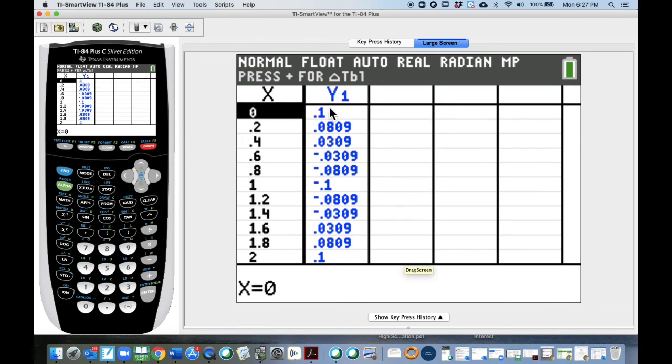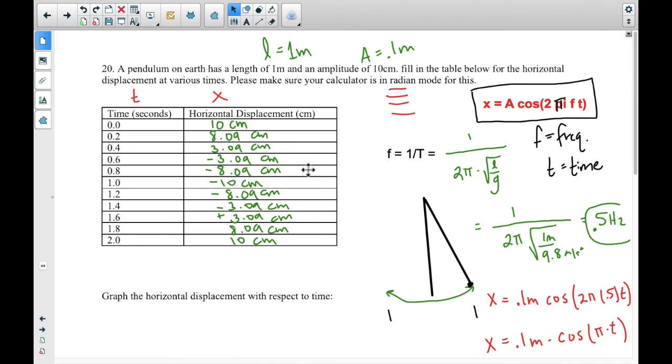Okay. At 0, we're at 0.1. That means 10 centimeters. And then 0.0809, 0.0309, etc., etc. On our paper, it says in centimeters. So let's actually move over 2 decimal places for this and then write this down on our paper. Okay, so this is what you should have in your table at this point. Next, we are going to graph it.